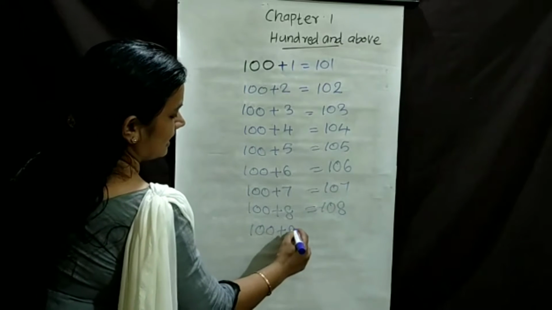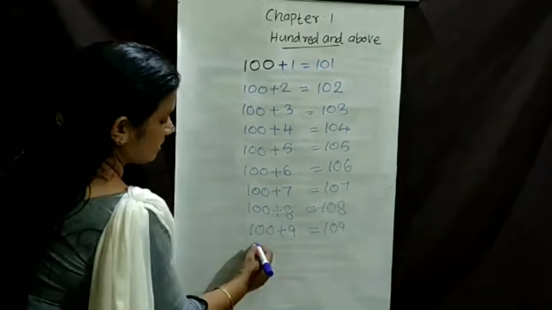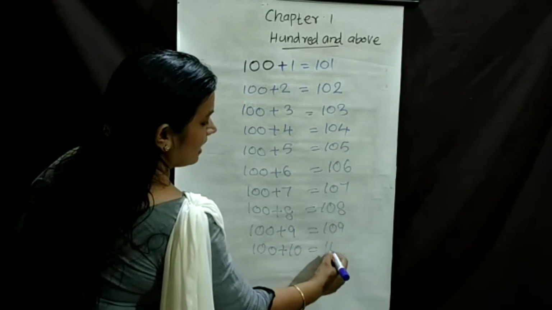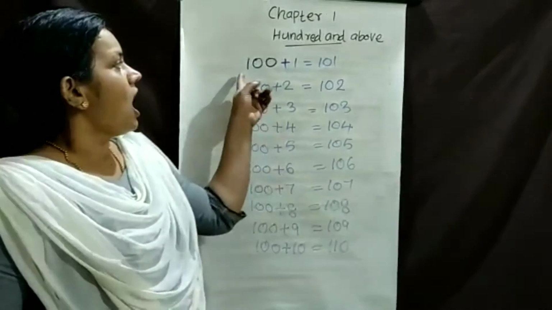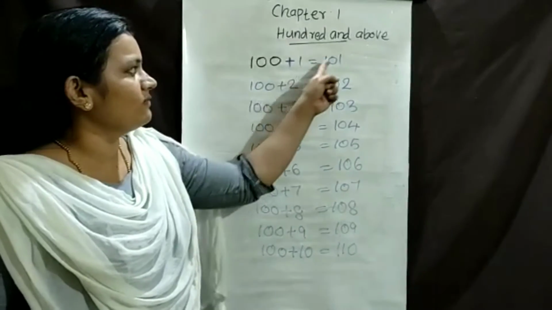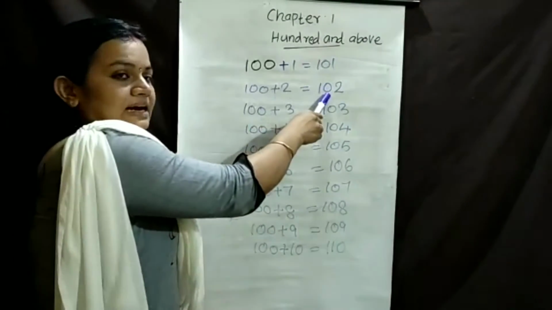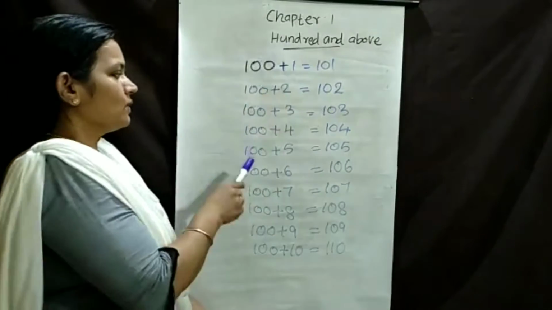100 plus 9, 109. Last, 100 plus 10, what is 110? Once again I read: 100 plus 1, 101. 100 plus 2, 102. 100 plus 3, 103.